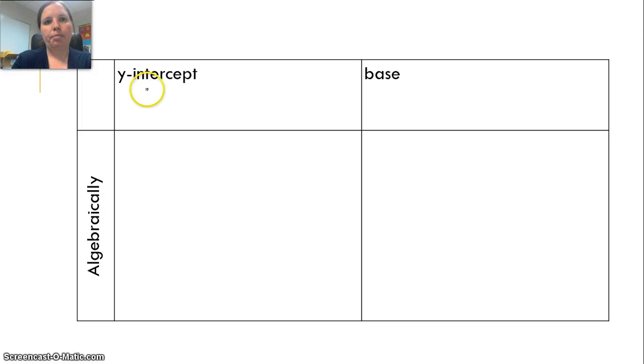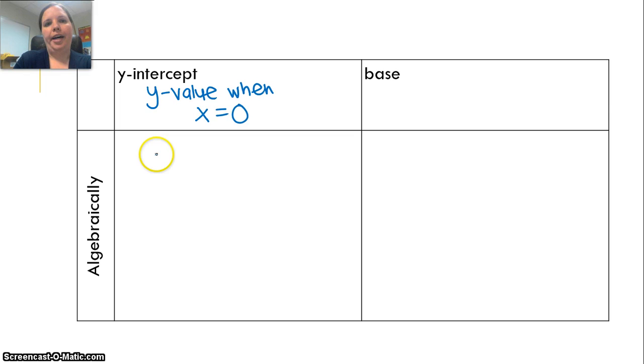Now, just to recap, this is more general. The y-intercept is what we're talking about. We're talking about the y value. Always for any function, it's the y value when x is equal to 0, because it's on the y-axis. So let's talk more about that algebraically before we get into the base.